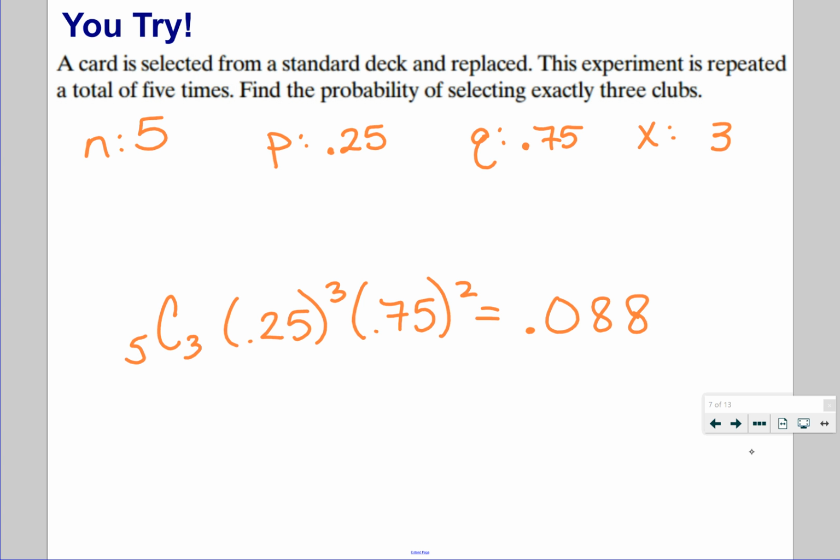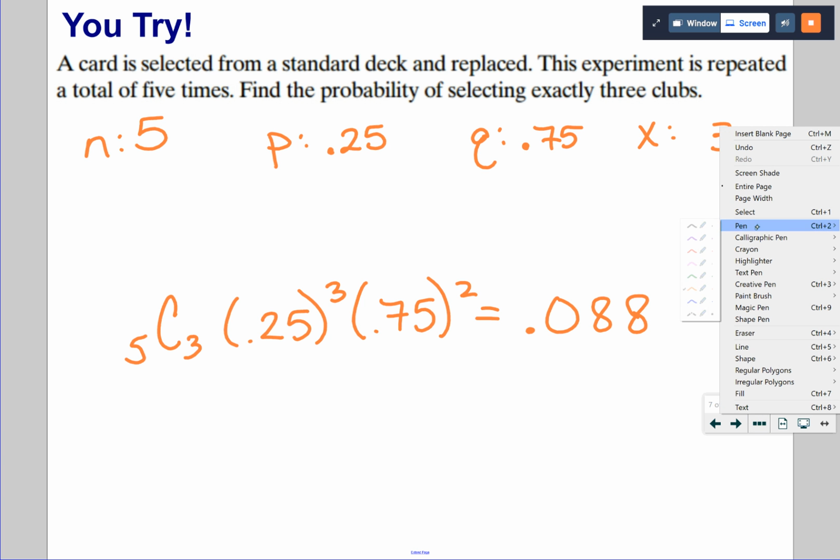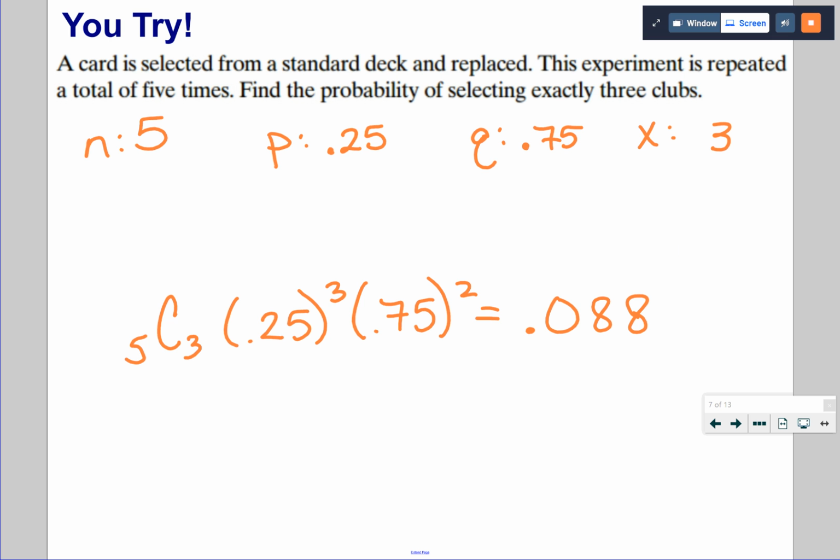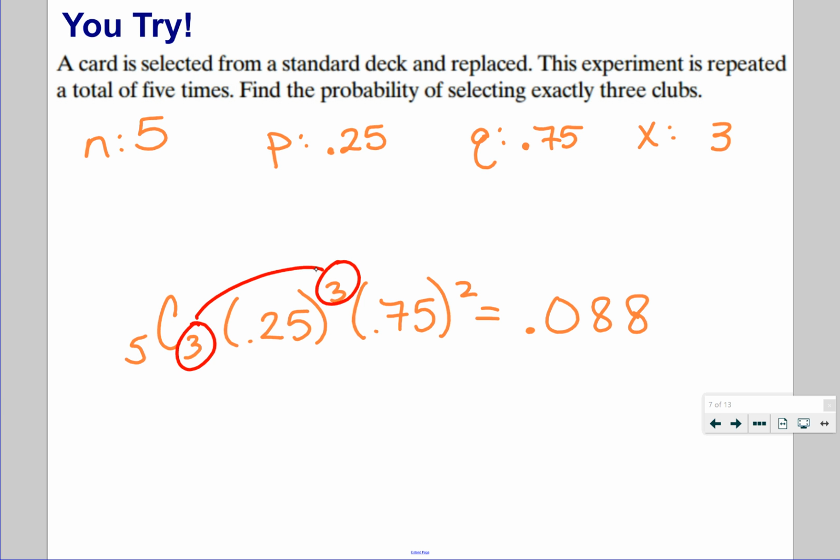0.088. Yes. So for how you got the 3 to put over for the power, you could just get that because of the x. Yes, that is always going to match. This and this should always be the same. Okay. Other questions?